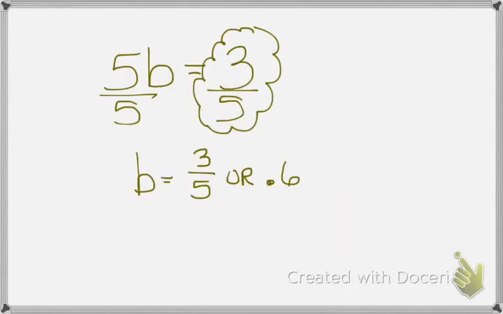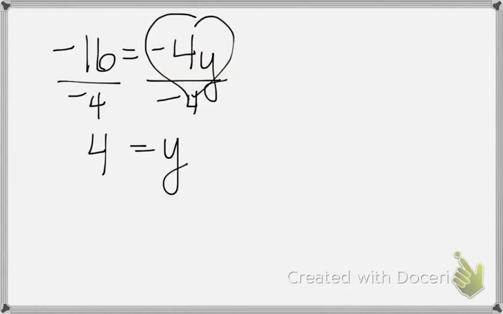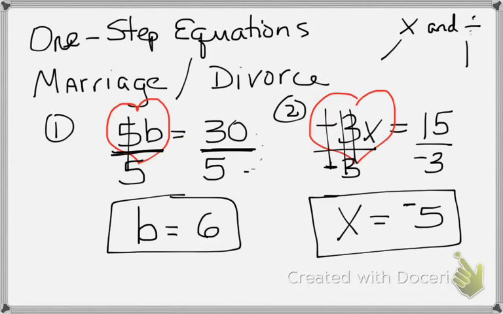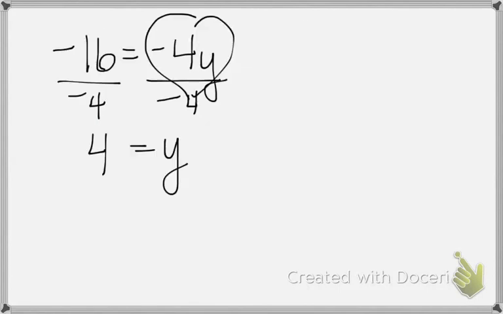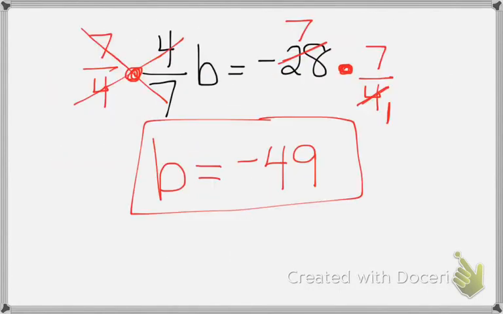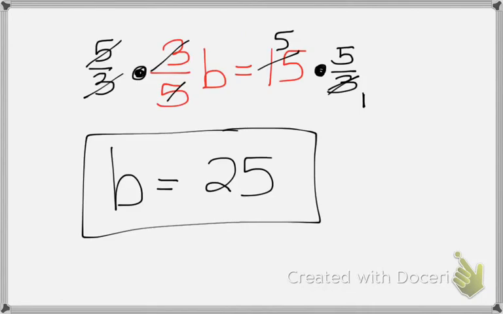Let's go back to the screen. When it's a plain number married to a variable, like my first couple of problems, and here they are. Doing keep it, change it, flip it, you just have to know: when do I divide, when do I multiply, when do I keep it, change it, flip it. You kind of have to know all those things.